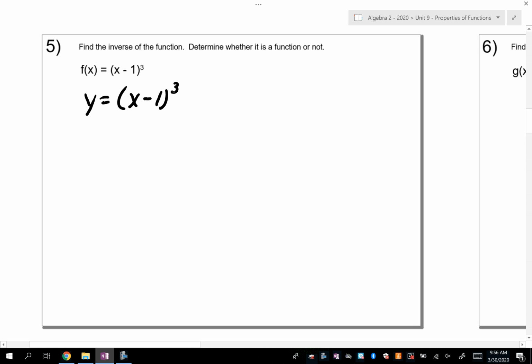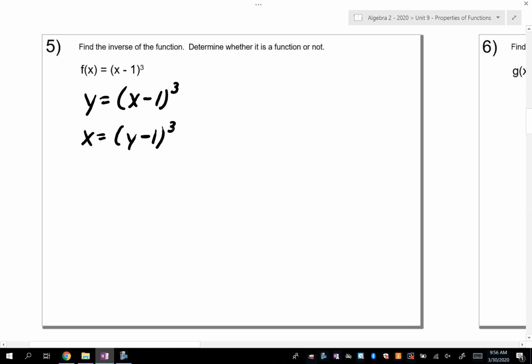The step number 2 is to switch x and y, because you probably don't remember this from middle school, but in middle school, what you did to talk about inverse functions was you would take points on a coordinate grid and switch the x and y values, and those were the inverse values for those points. So we're going to switch x and y.